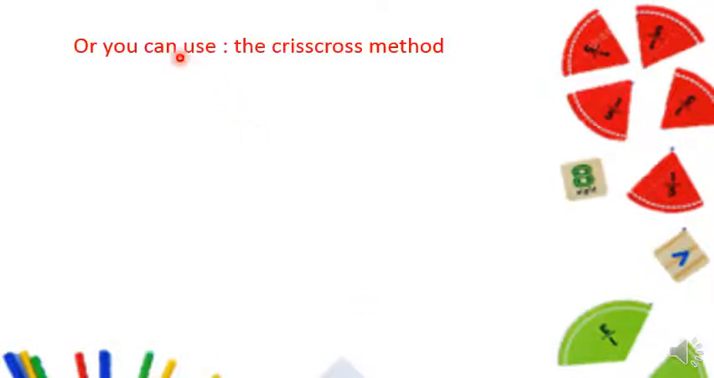Or we can use the second way, which is called the crisscross method or the cross multiplication method, to compare two fractions having different numerators and different denominators. You can also use this way. Just look how I'm going to do it. Take the first denominator, multiply it by the second numerator. 8 times 1 will give me 8.